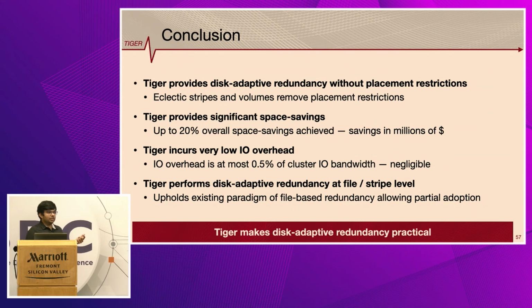In Pacemaker, you have an all or nothing approach because it is at a disk-centric level. So the entire cluster has to commit to disk adaptive redundancy or none of it can. You cannot have partial adoption. But with Tiger, you can.